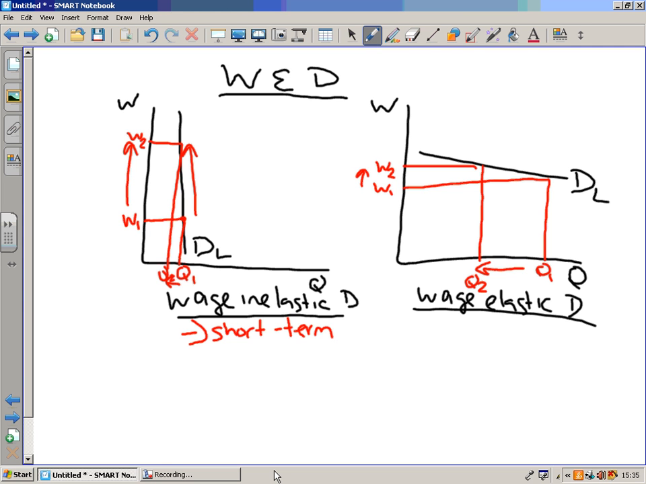Short term. If a business is geared up to make a particular product and they need to produce more output the next day, if people suddenly demand a much higher wage, well, we can't replace them. We need them people. We're desperate for them. They're a necessity. We've got to pay them that higher wage.